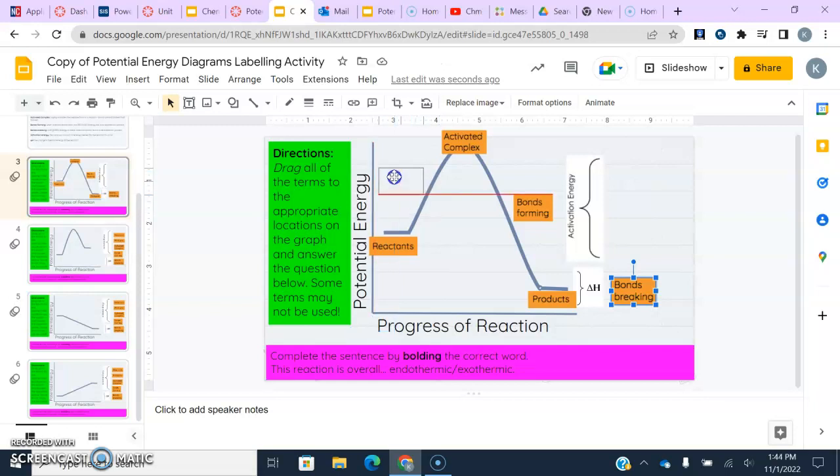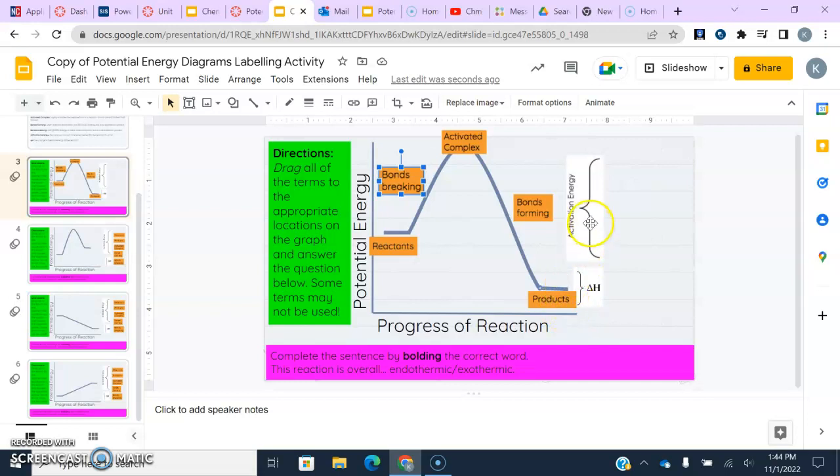Okay, so now we have our labeled diagram with our different points of the reaction. So the reactants go in. Energy is absorbed to break the chemical bonds. The activated complex is the intermediate. And then we have our bonds being formed. That energy is being released. And then we have our products.